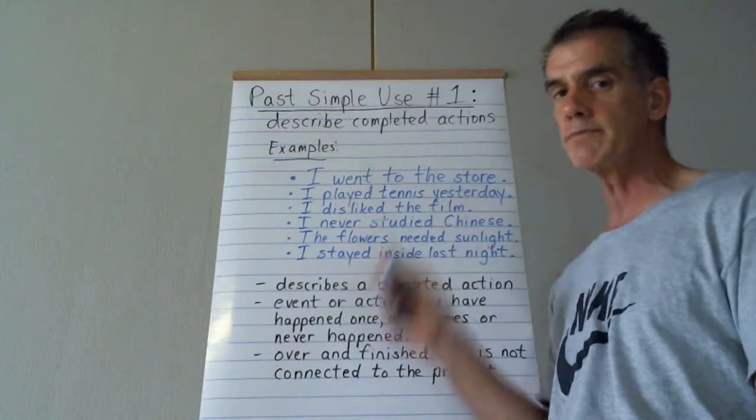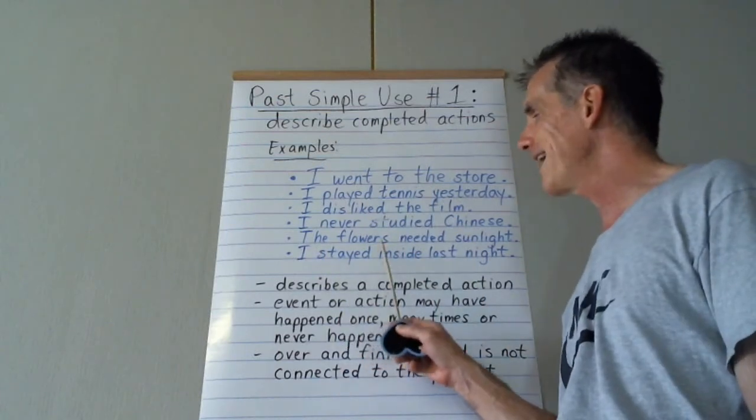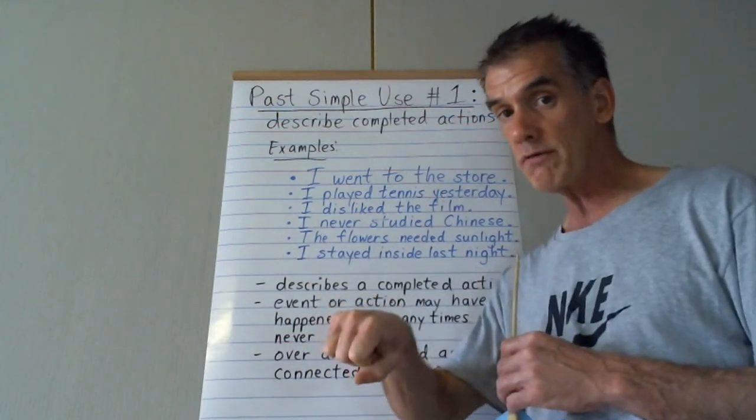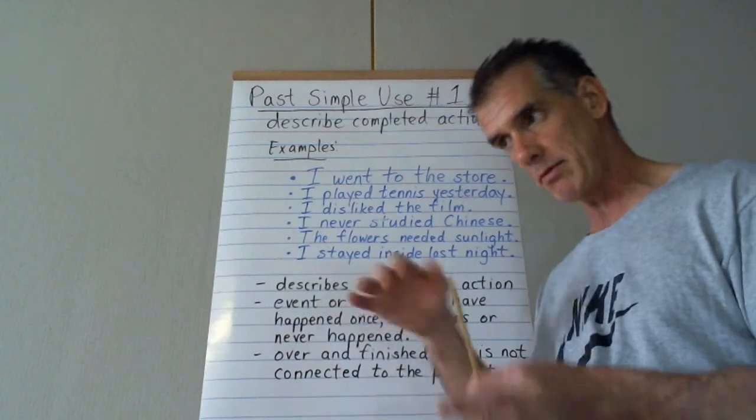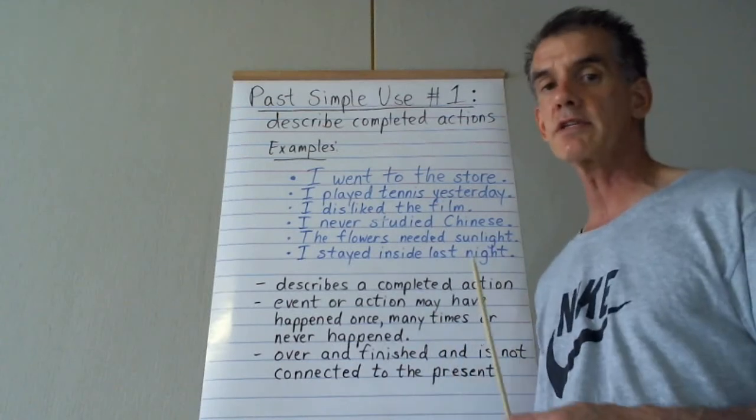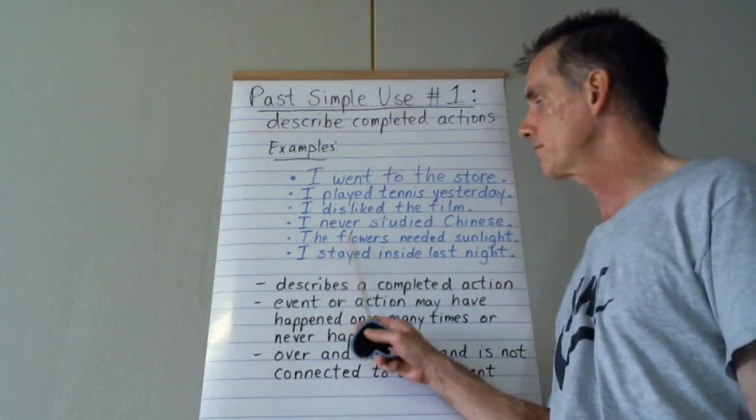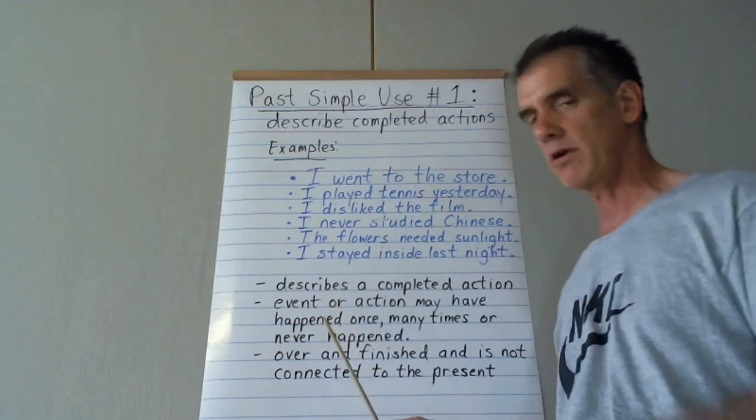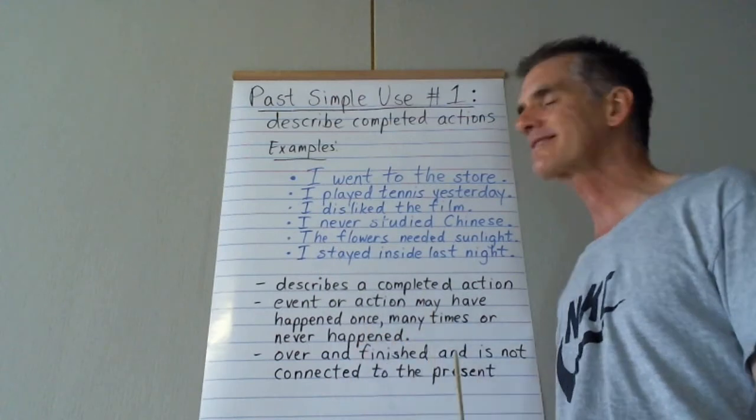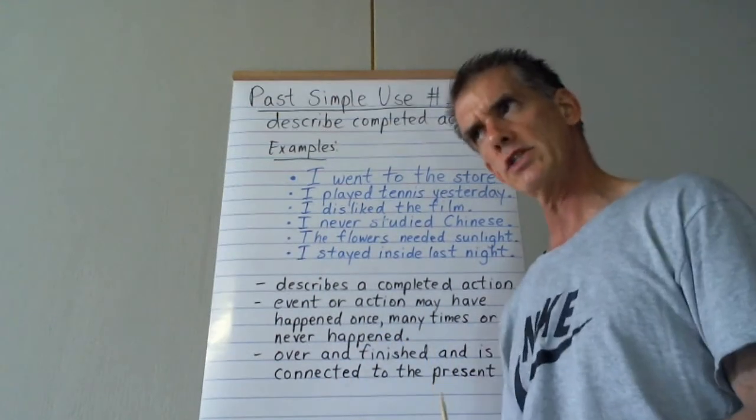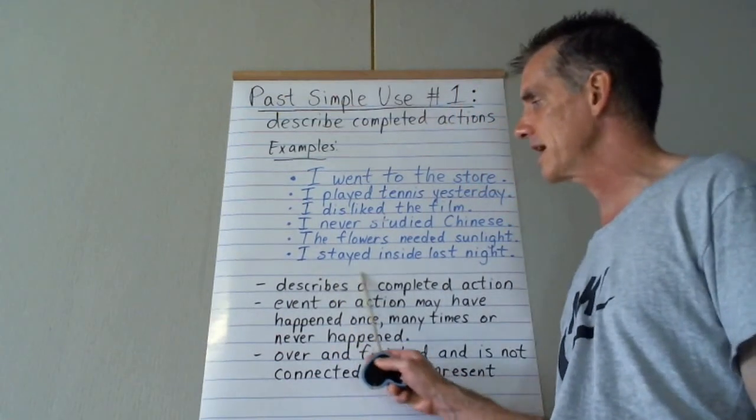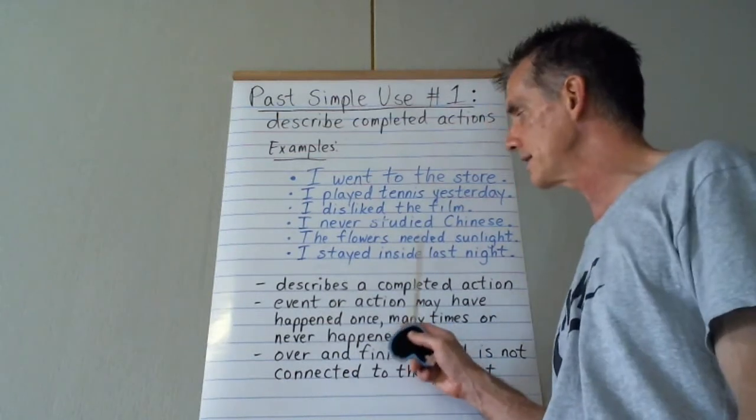Again, describes completed actions, okay? The flowers needed sunlight. So for example, I watered the flowers because they needed sunlight. Maybe they were looking dry or they were looking brown, something like that. So obviously they needed sunlight, if they were wilting or something like that, for example. I stayed inside last night. I didn't go out. I stayed inside last night. So again, stayed is the verb here. Needed is the verb here.